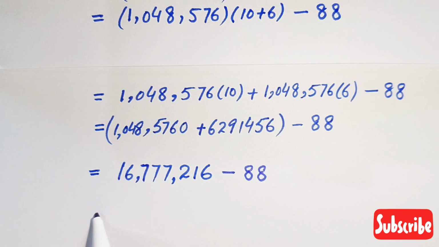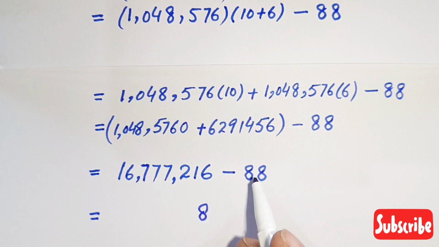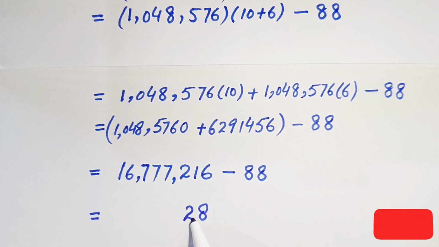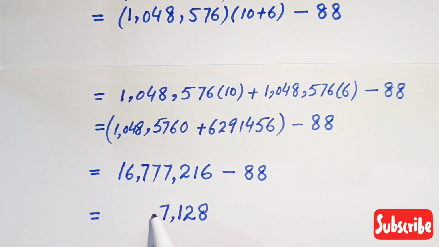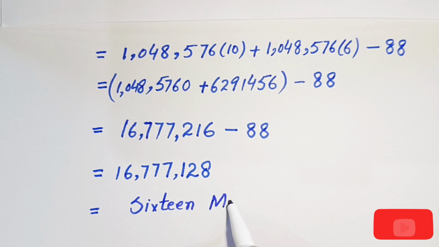Now when we subtract this, we get 6 minus 8, so 16 minus 8 we just write 8, and so on, with the remaining digits 7, 7, 7, 1 and 16. So it is our final answer. If we see it, it is actually 16 million, which we can write in words.